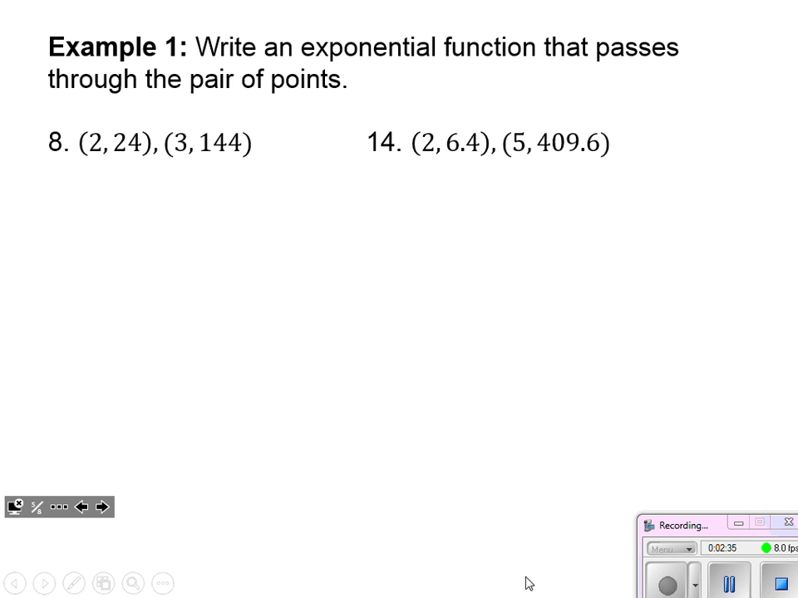All right, so our first task, we have a couple points. We need to find an exponential function that passes through those points. Remember, this is going to be based off of our parent exponential function, y equals a times b to the x power. All right, so for number 8, my x and y that I'm given are 2, 24. That means the y value of 24 equals some a value times some b value to the x power. In this case, x is 2.